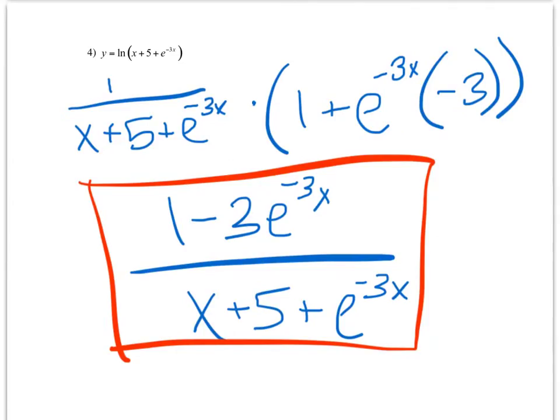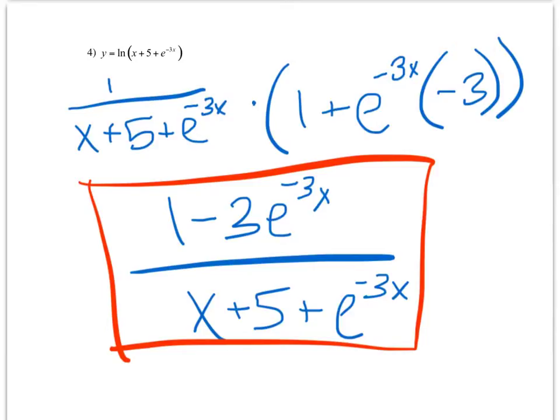Find the differentiation of y equals ln of (x plus 5 plus e to the negative 3x). The derivative of ln is 1 over the inside, so since this is our inside, we just put a 1 over it like this. And then we multiply by the derivative of the inside, which is the derivative of x is 1, 5 is 0, so we could just cancel that out. And then plus the derivative of e to the negative 3x, which is negative 3.